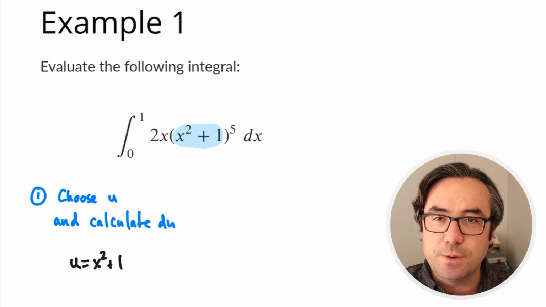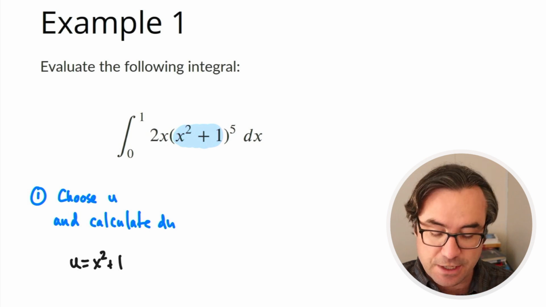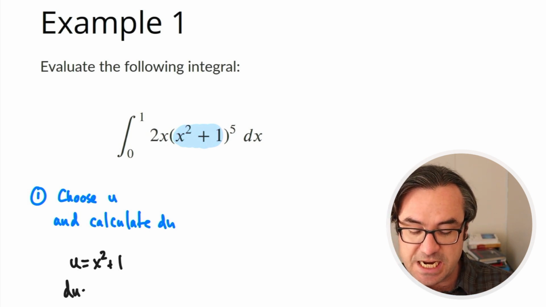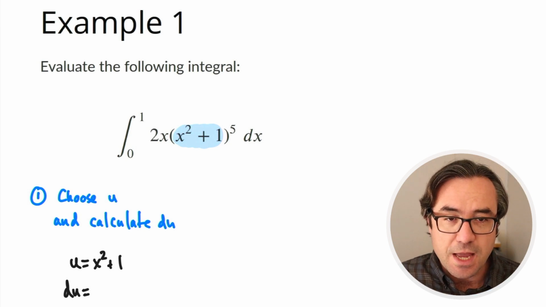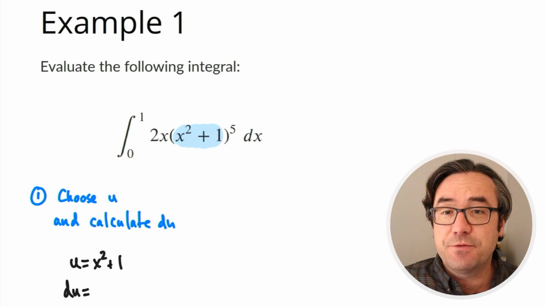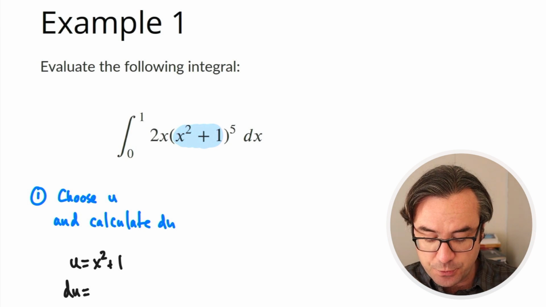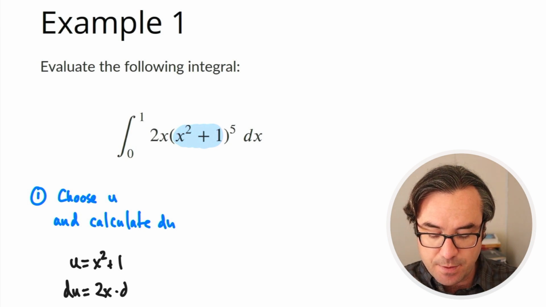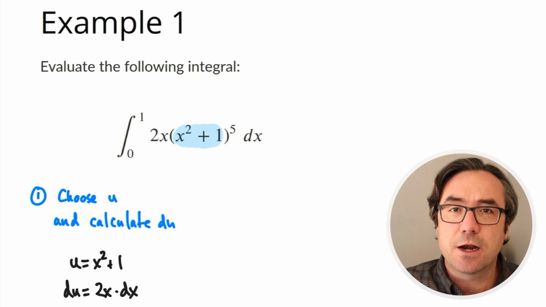Once we choose u, we want to calculate our new differential, du. The derivative of x squared plus 1 is 2x, and then we multiply that by dx. So we get our new differential.